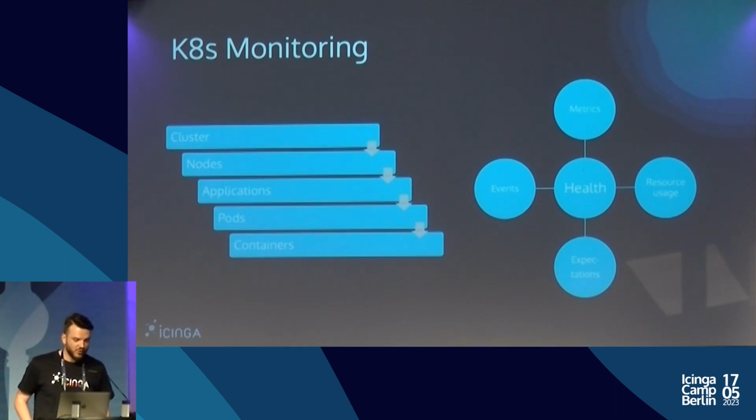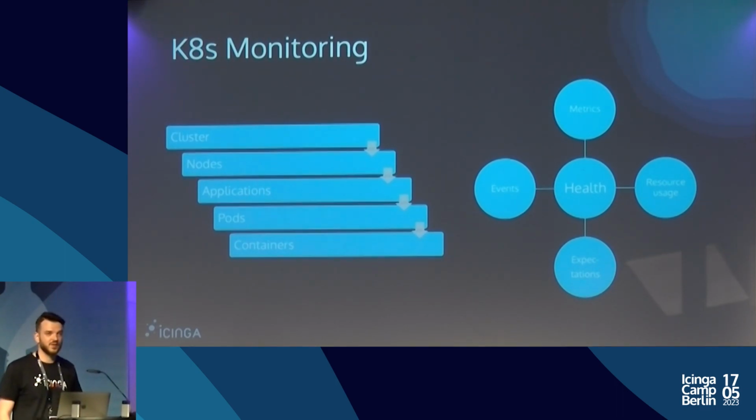Then for pods, you want to monitor resource usage against requests and limits. So you can configure that pods only consume a certain amount of CPU and memory, and you want to compare that to their actual utilization. So is the pod actually using all of that, or is it using less than that?